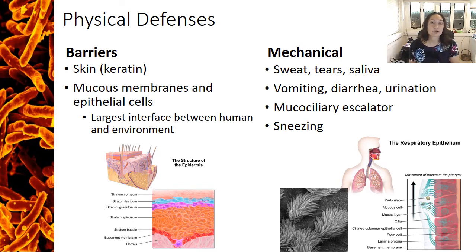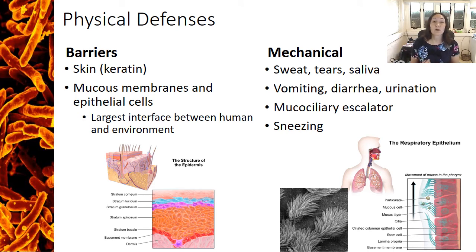And that's the other physical defense, is the mechanical removal of microbes. There are things like sweat that washes from your skin or tears. It's why if you get something in your eye it waters, it's that flushing of the system to mechanically remove those microbes. This is also why the symptoms of a lot of diseases are mechanical removal.